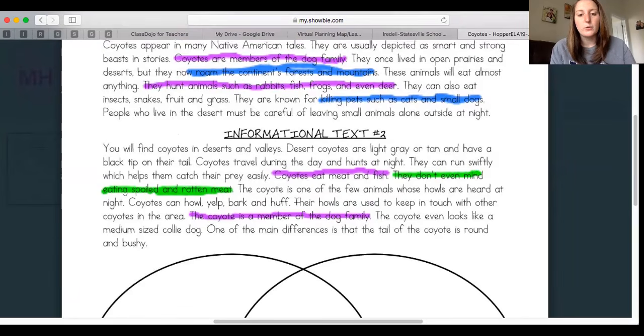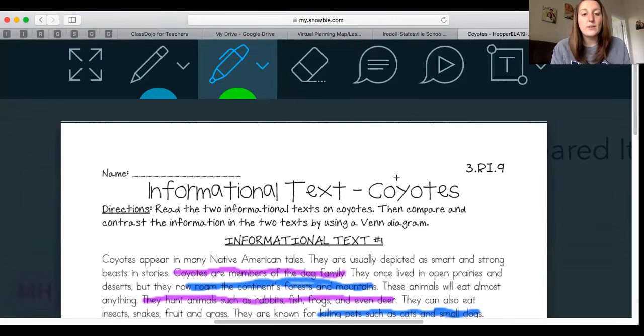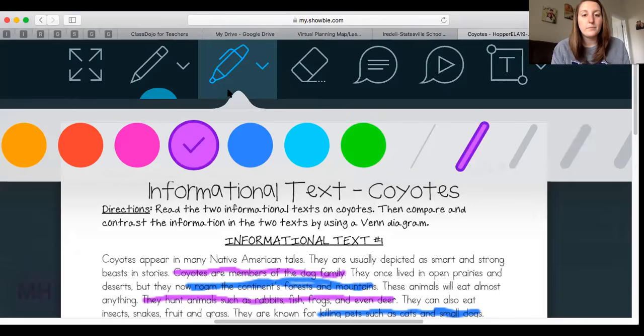Oh, here we go. Here's another one. They did not talk about howls. They didn't talk about how the coyotes howl to keep in touch with each other. Let's see if I can find anything else. I did find something else that was the same.